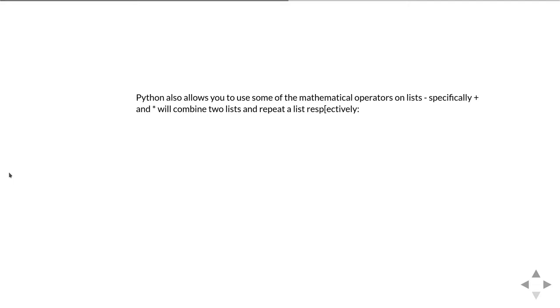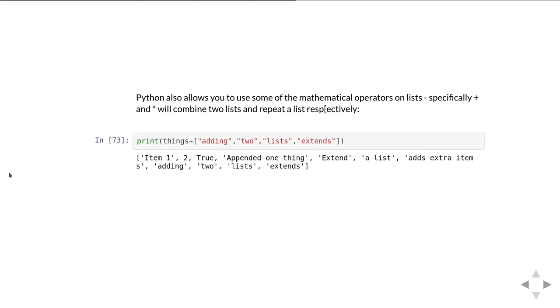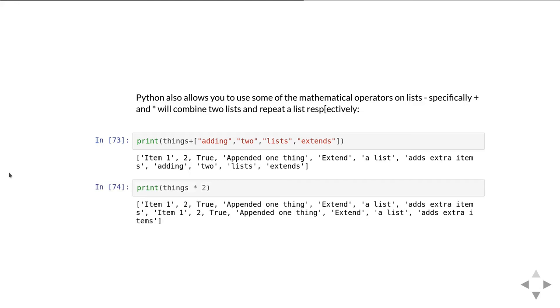But that's not the only way you can do that. Python defines what it means to use certain mathematical operators on lists. Specifically, it defines what a plus and a multiply will mean when you use them with lists. The plus does the same thing as an extend. It combines two lists together by adding the second list to the end of the first list. Whereas multiply will repeat a list several times over. So here you want to think about repeated addition. You could read things times two as saying things plus things. And you see, based on the example above, that that would simply copy the list over again.